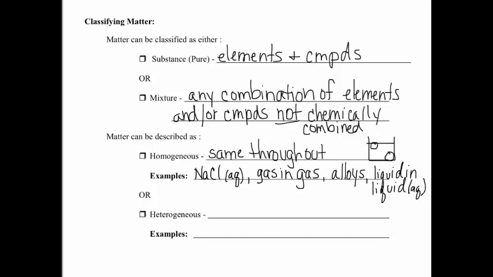Heterogeneous mixtures are different throughout. So if we were to use the same example, if I were to have a beaker with my mixture in it, and I took a sample from here, I'd have a different ratio of the substances in it versus from down here. Examples, if I had two solids like iron and sulfur mixed together, they would not be homogeneous because it's not like I melted them together. Sulfur wouldn't mix homogeneously with iron.